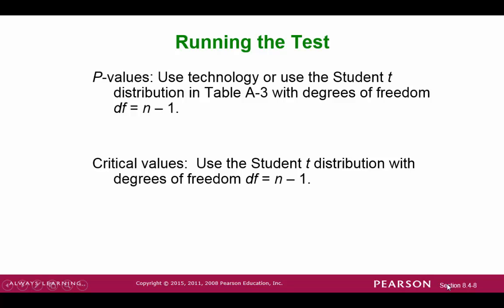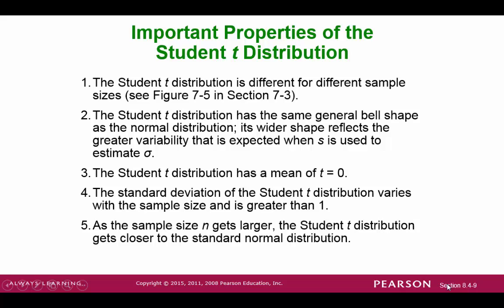When we're running the test and we're interested in finding p-values, or we're looking for the critical values, we're going to need the degrees of freedom to be n minus 1. And just a quick look, I'm not going to read through it, but this is the set of properties that we've seen also back in Chapter 7 when we first got introduced to the student t-distribution.